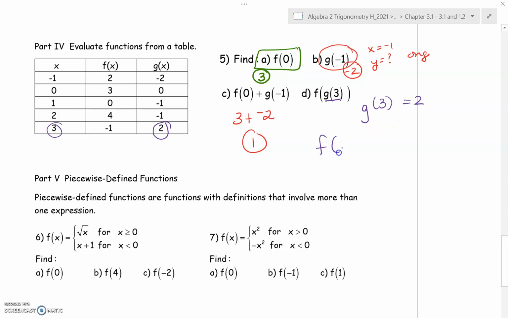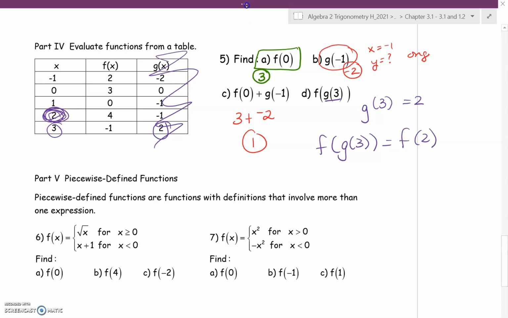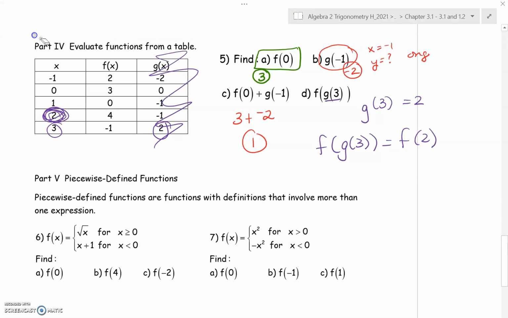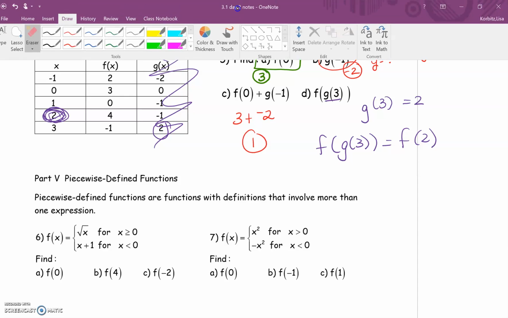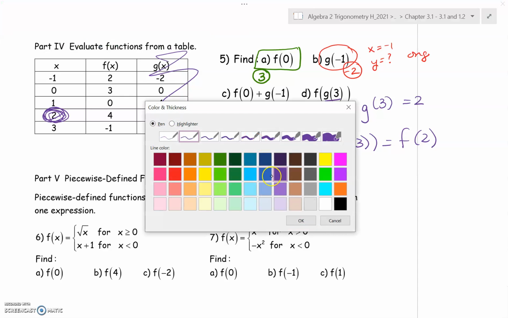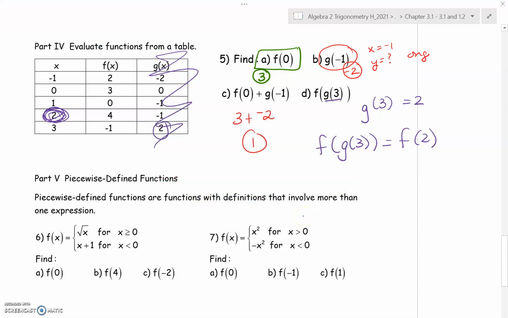So now if I want f of g of 3, I can replace g of 3 with 2. So now I don't want g anymore. I'm saying when x is 2, what is y on f? So that would be 4.